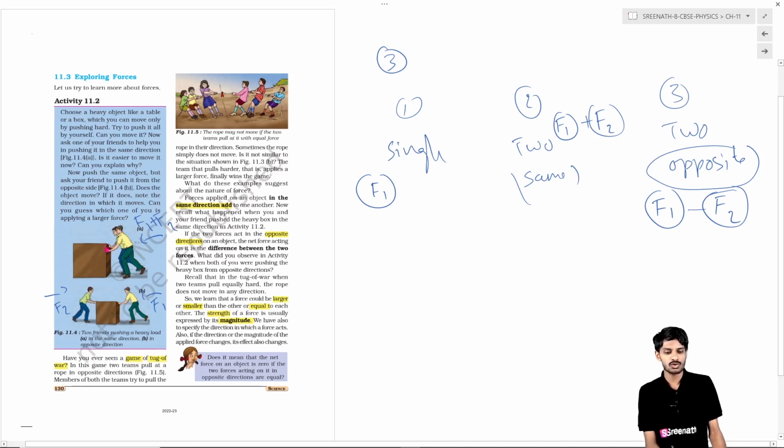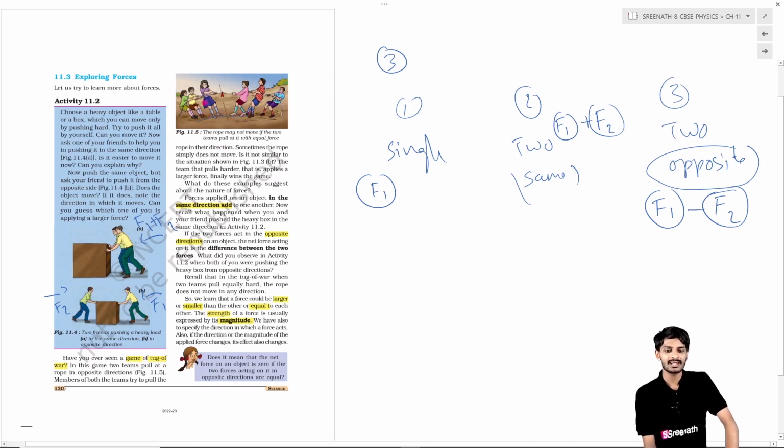If you apply force greater than the weight of that object, then it will move. Otherwise, it won't. But in this case, it doesn't move. Why? Because these forces are acting in opposite directions. You have played this game of tug of war. What happens in this game?